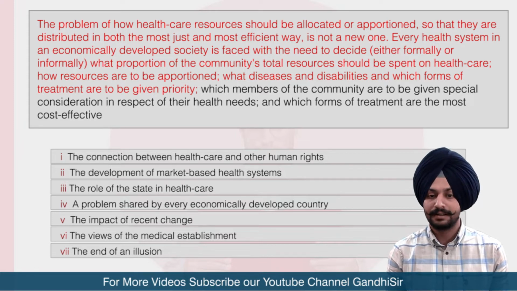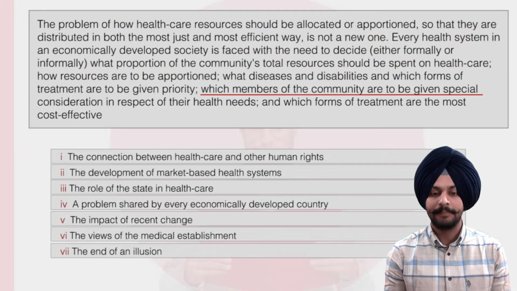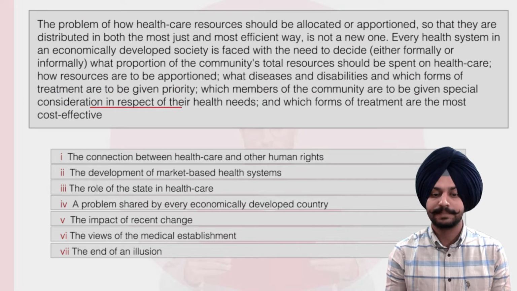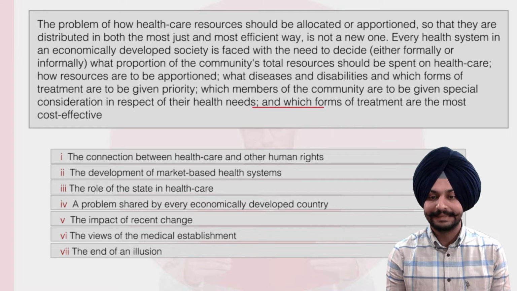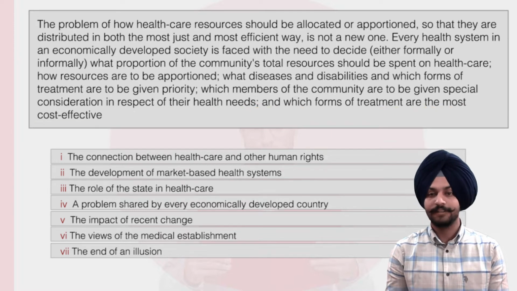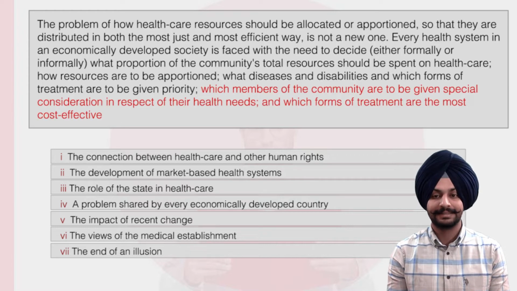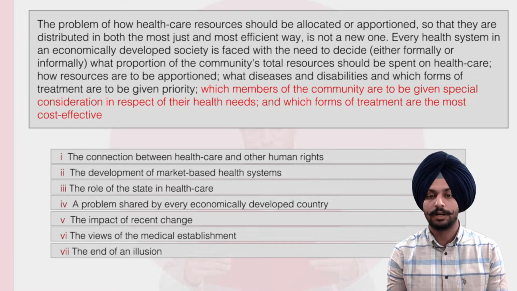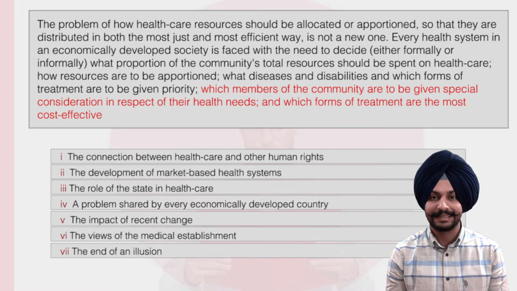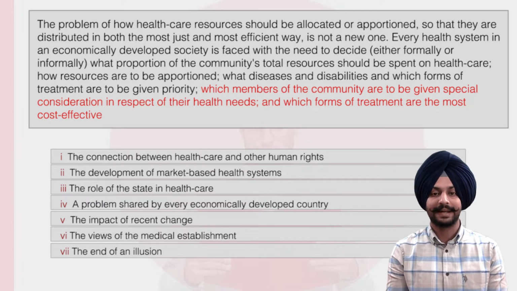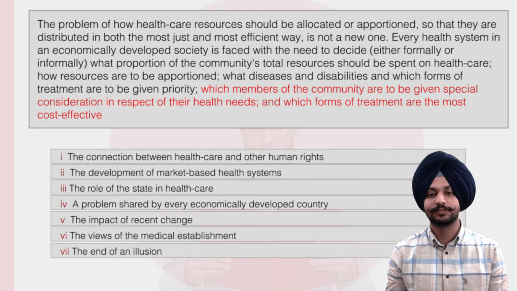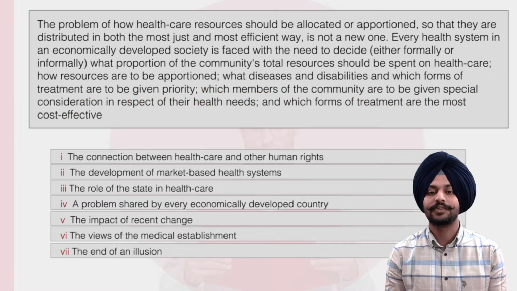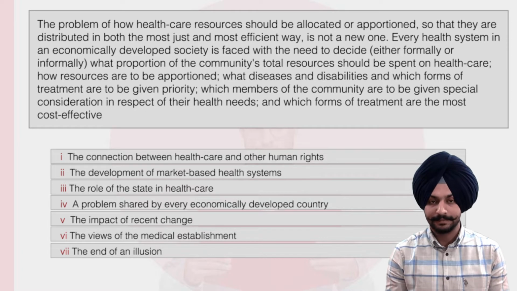Then we will start reading the paragraph. Which members of the community are to be given special consideration in respect of their health needs and which form of treatments are most effective. So here what I can clearly understand is they are talking about the problems or the dilemmas which every healthcare system is facing. This is the crux of the paragraph. So now let's move to the headings and then we will try to match it with the headings.